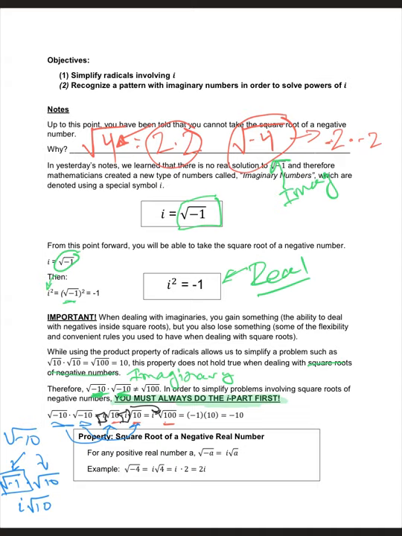Okay? Now we're going to go over more examples, but what you need to make sure you take out of this particular section of the notes is that before you do anything, it doesn't matter, simplify, multiply, divide, whatever it is, you must take i out first before you do anything else. Okay, that's where most of the mistakes when dealing with imaginary numbers lie.